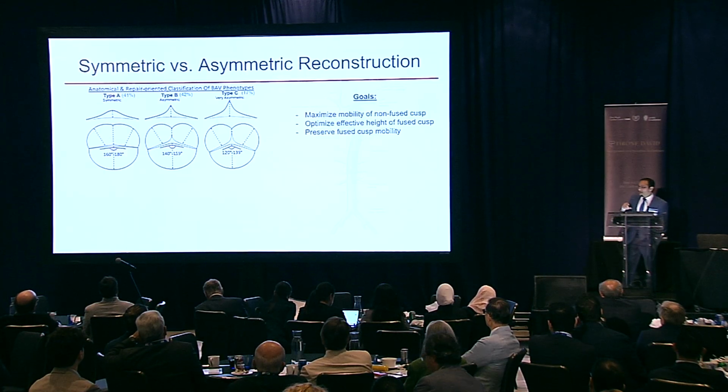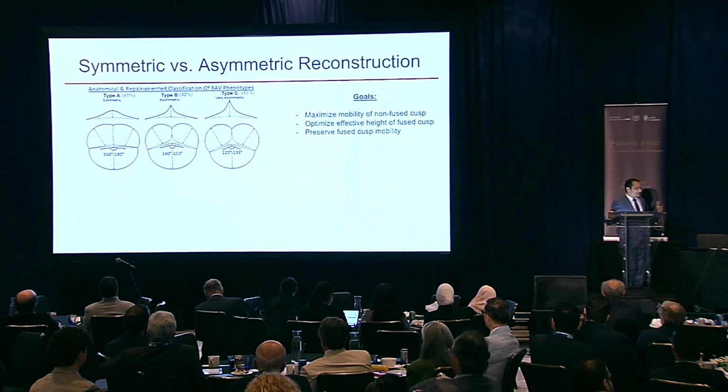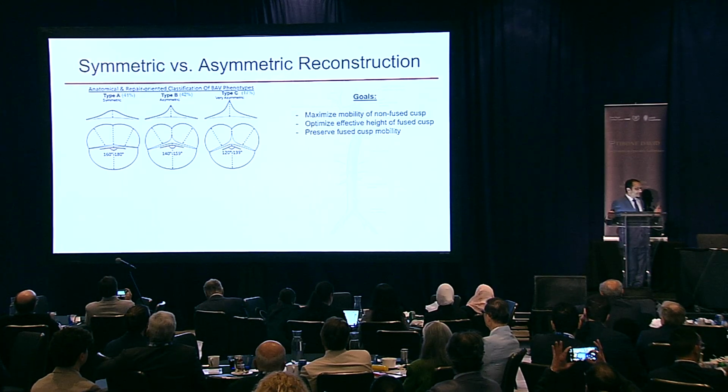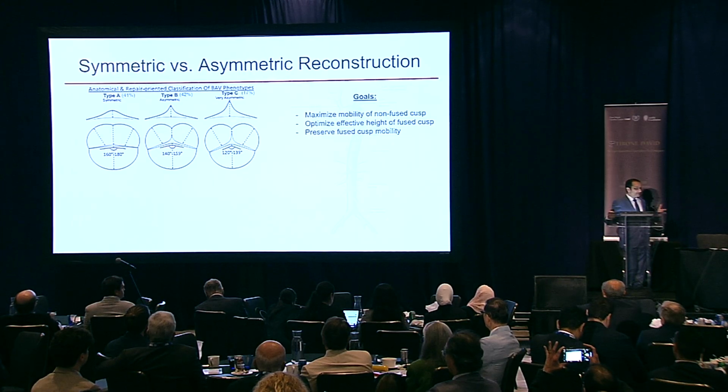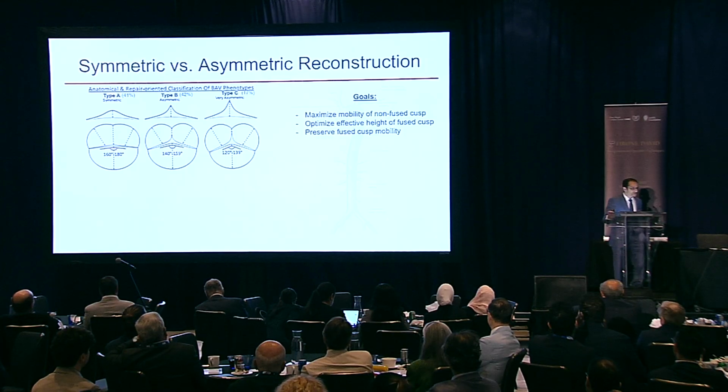This is the slide that probably summarizes the main message from this talk, which is that when you're trying to look at a bicuspid aortic valve along that spectrum of geometry, your goals are to maximize mobility of the non-fused cusp, number one, optimize effective height of the fused cusp, and finally, to the extent possible, preserve the mobility also of the fused cusp, and that'll determine longevity.